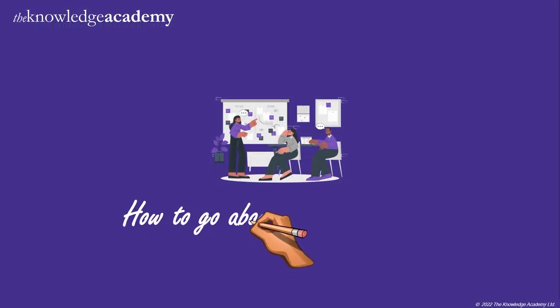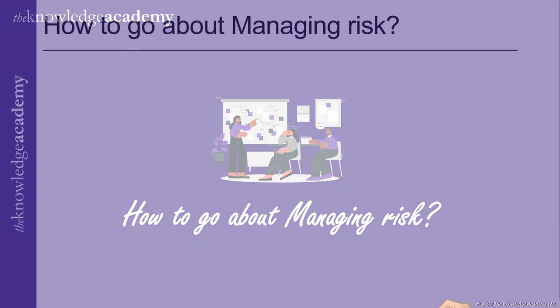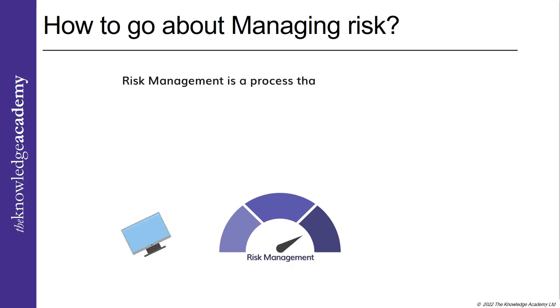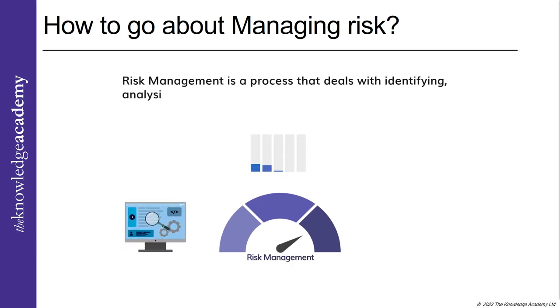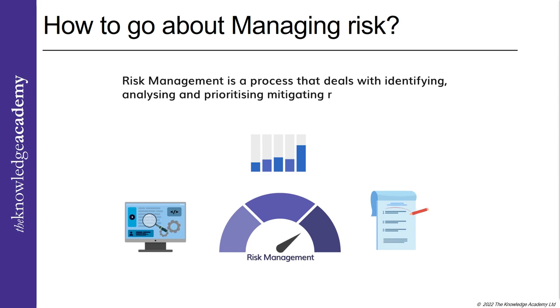Next topic, how to go about managing risks. Risk management is a process that deals with identifying, analyzing, and prioritizing mitigation risks. You have to ensure that you identify risks at each phase of the project to begin with. Managing risks, you must clearly define the expected project deliverables. Develop an extensively detailed project charter that should include project vision, objectives and goals, scope and deliverables.